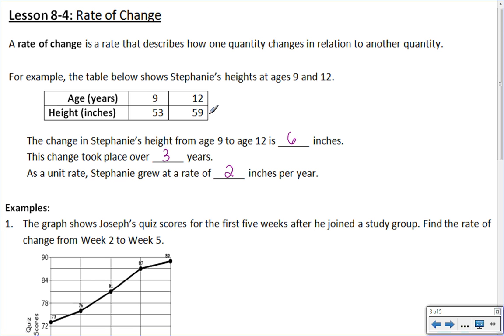And that's basically what we're doing in this section. It's finding the rate that something is changing. Hence the name rate of change.